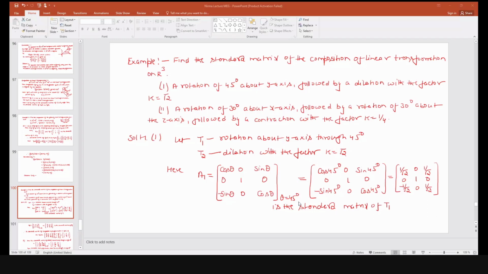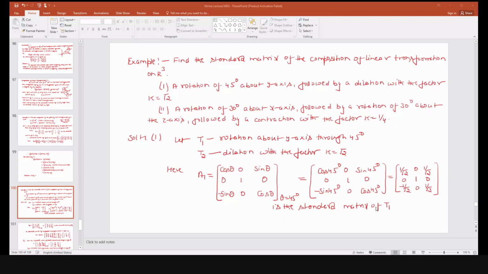Now theta is 45 degrees here. So if you simulate, then you will get 1 by under root 2, 0, 1 by under root 2; 0, 1, 0; minus 1 by under root 2, 0, 1 by under root 2. That will be the matrix here. Got it? So this is your A1.